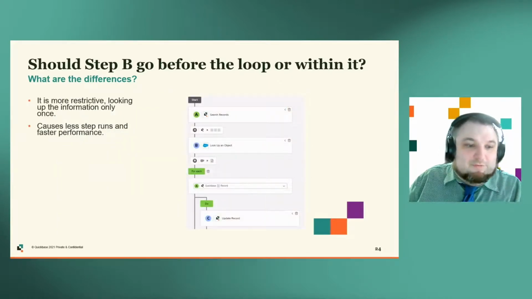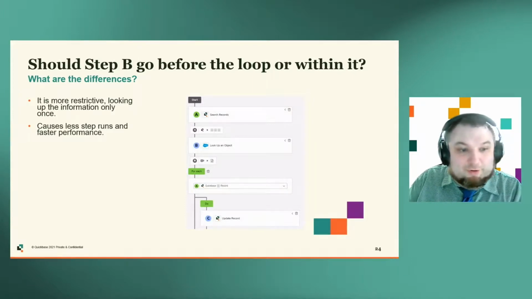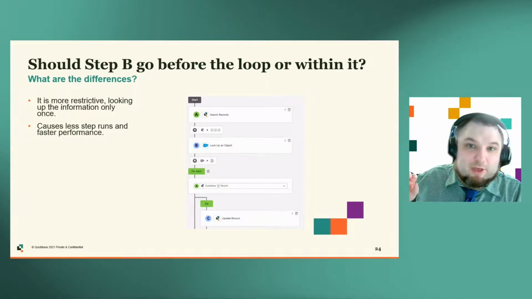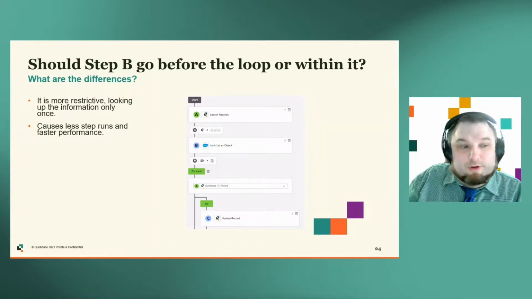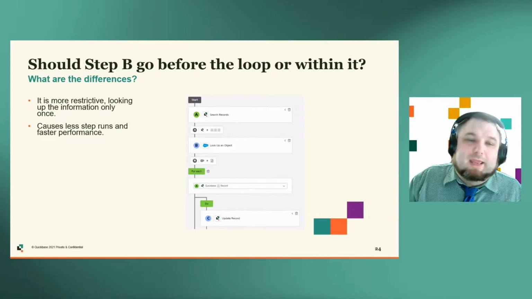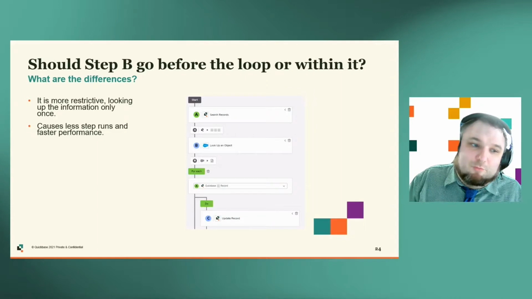Alternatively, if there's only one item that you have to look up and you're going to be applying that lookup to all of the information that gets searched in the loop, then this is more restrictive, but because you only have to look it up once, it's a lot better for performance-wise.